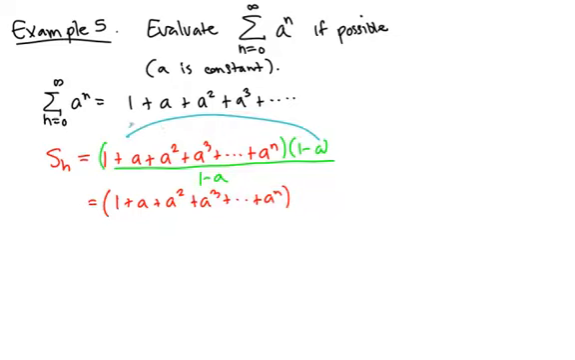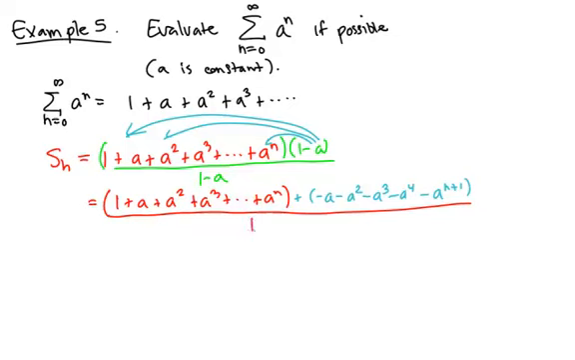Next, if I distribute the negative a through everything, we're going to have 1 times negative a is negative a, a times negative a is negative a squared, a squared times negative a is negative a cubed, negative a to the fourth, and on the very last one, we're going to have negative a to the n plus 1. All of this is still over the 1 minus a.